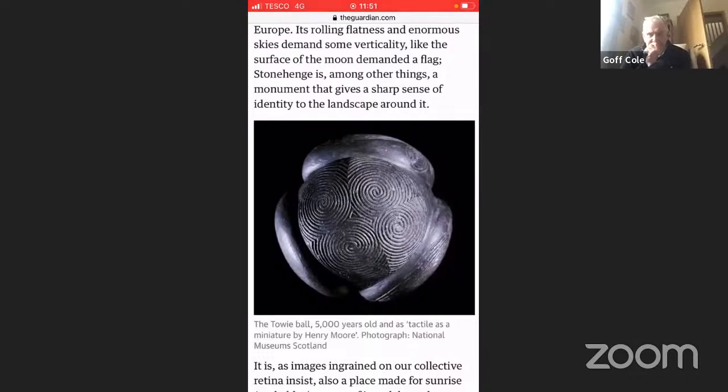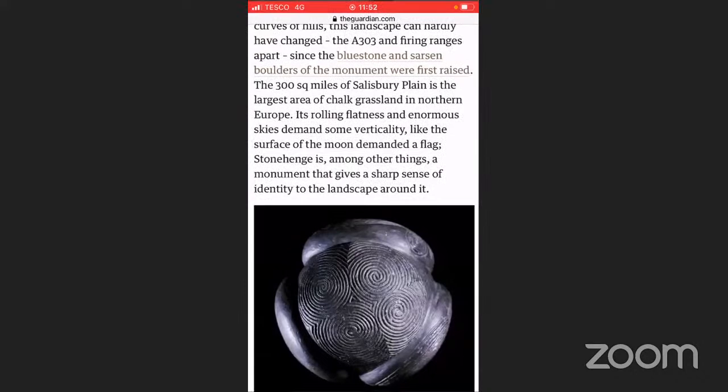There are lots of other things in this too, like the carved balls they found in Scotland, the Towie balls. But nice one, that. Yeah, I do agree. They get nice little articles like that.